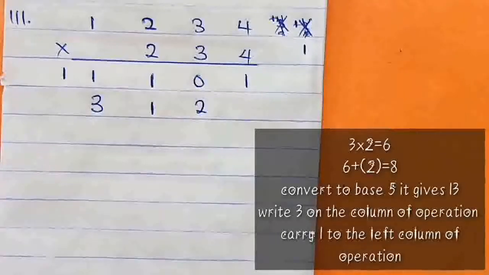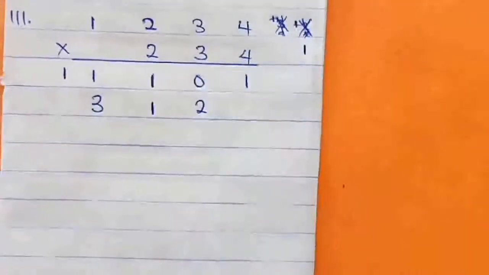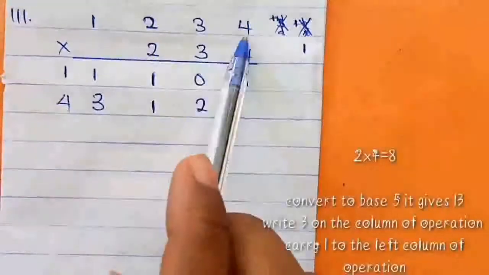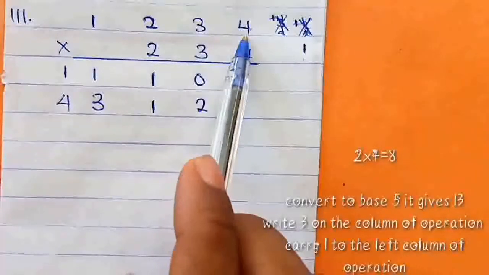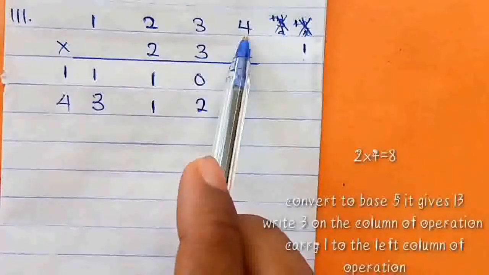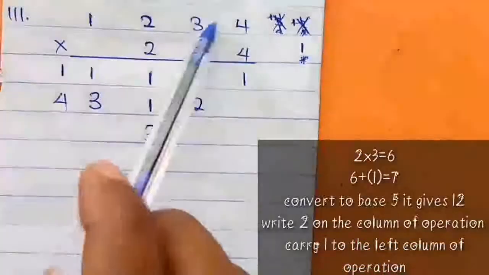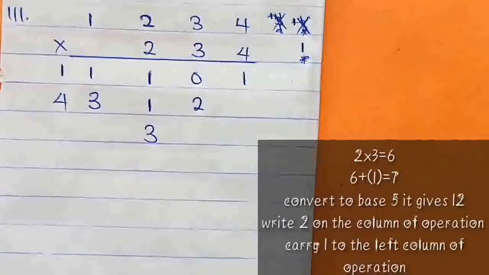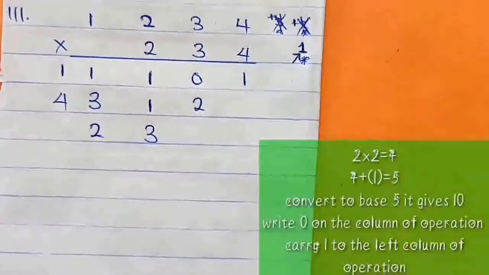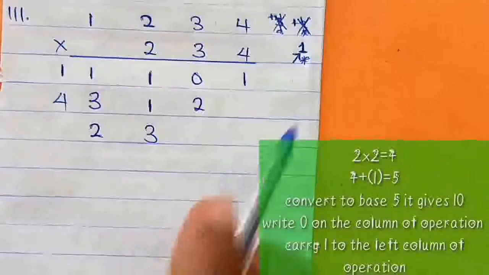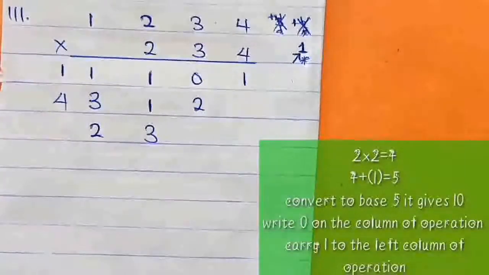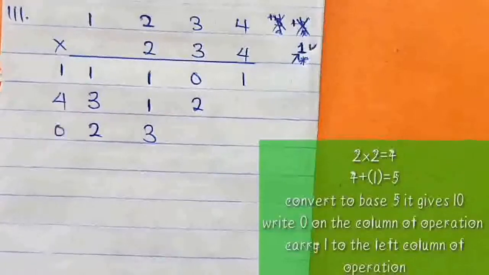3 times 1 will give me 3, plus this my 1 will give me 4. 2 times 4 will give me 8. Converted to base 5 will give me 1, 3. I will write 3, carry 1. 2 times 3 will give me 6, plus this my 1 is 7. Convert 7 to base 5 will give me 1, 2. I will write 2, carry 1. 2 times 2 will give me 4. 4 plus this one is 5. Convert 5 to base 5 will give us 1, 0. I will write 0, carry 1.